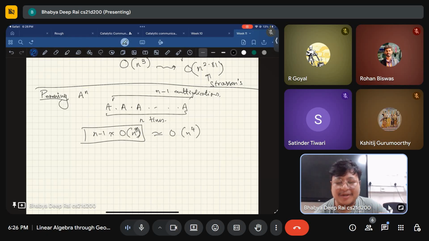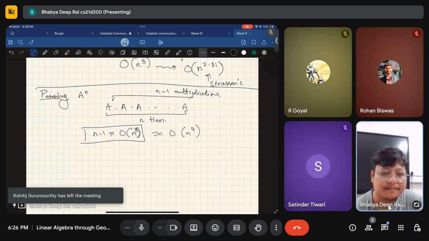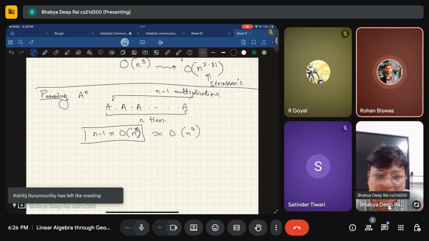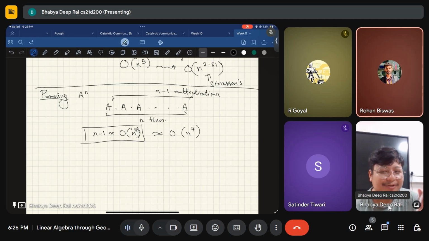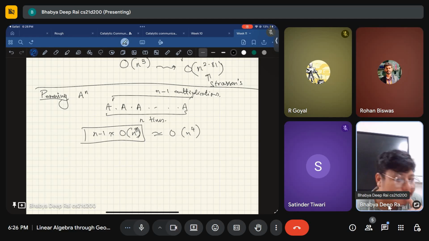Any idea if you can do better? If it is diagonalizable, are you asking about that? No, I'm not yet talking about diagonalization. In general, right now, forget about diagonalization.